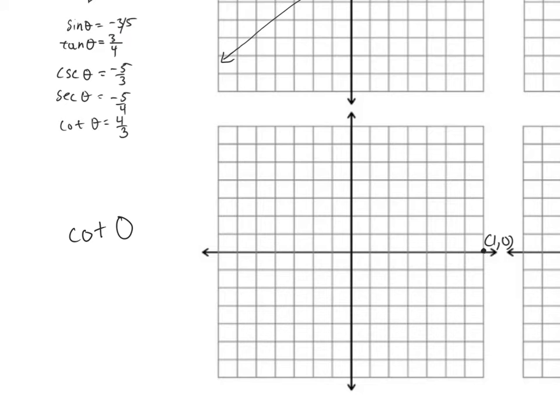Cotangent, remember tangent is sine over cosine. Cotangent is cosine over sine, or in this case, our x over our y. Our x value is, in this case, 1 over our y is 0. Well, then that means we can't divide 1 over 0, so that is undefined.